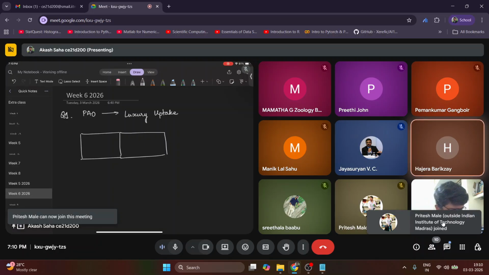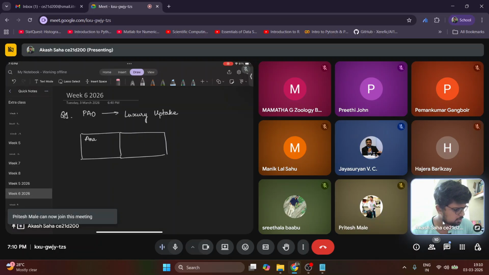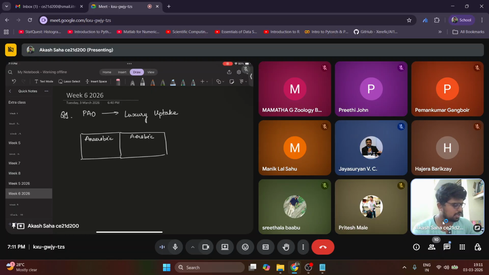Anaerobic, yeah. So first is the anaerobic zone. That means there is no oxygen, no nitrate, no sulfate, nothing. It's not anoxic, it's not aerobic, it's anaerobic. And then we have the aerobic zone. The actual uptake happens here, but before that, some things have to be done.